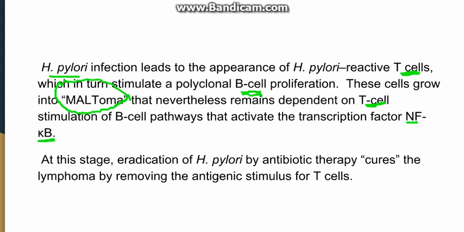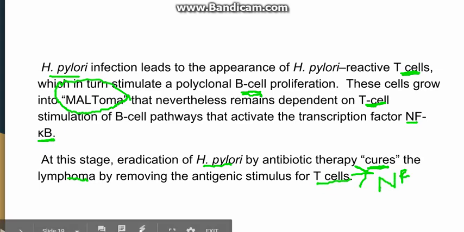But when we eradicate H. pylori, what happens is it will cure the lymphoma. It will lead to no lymphoma because the antigenic stimulus for the T cell will be removed. Therefore, T cells will not produce any NF-kappa B. Okay, and when they do not produce NF-kappa B, there will be no B cell stimulation.